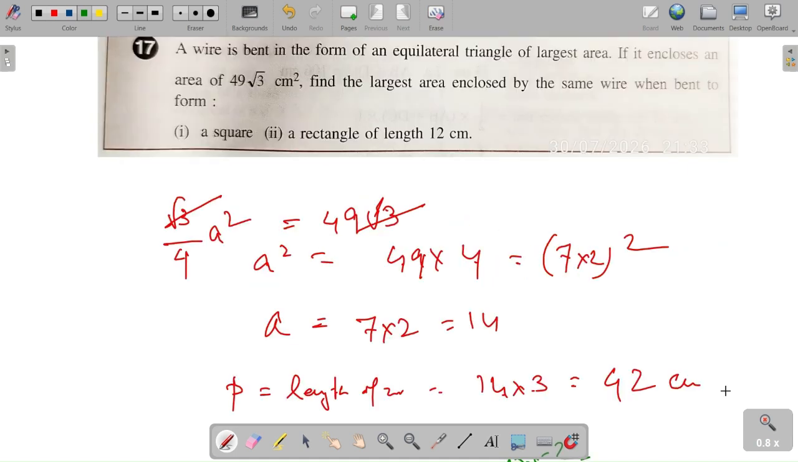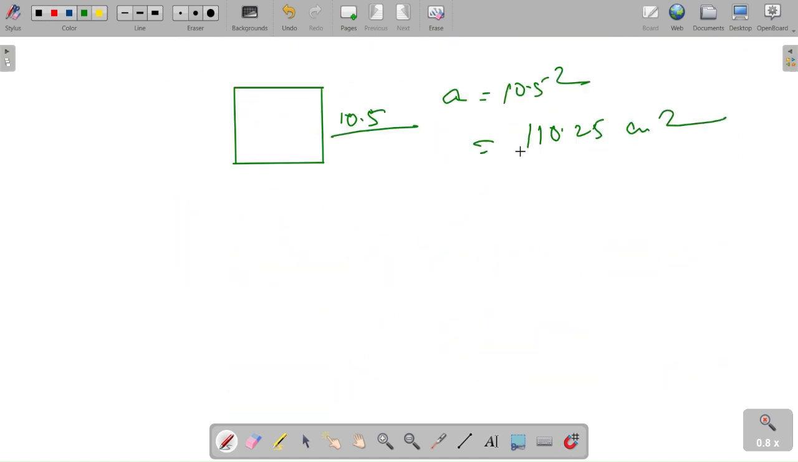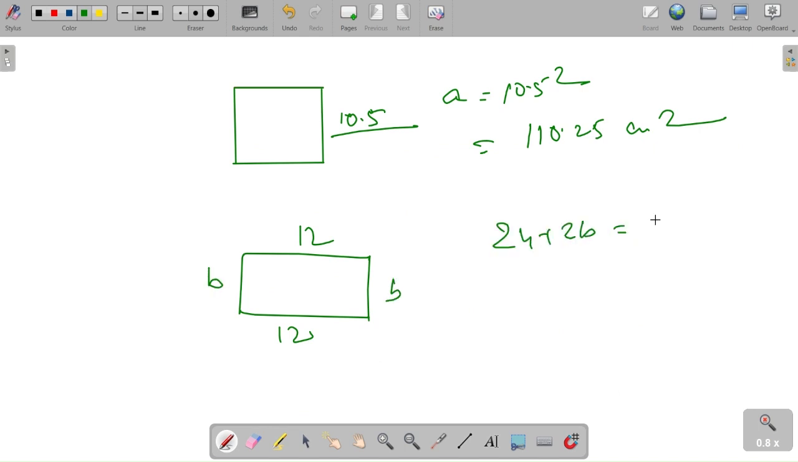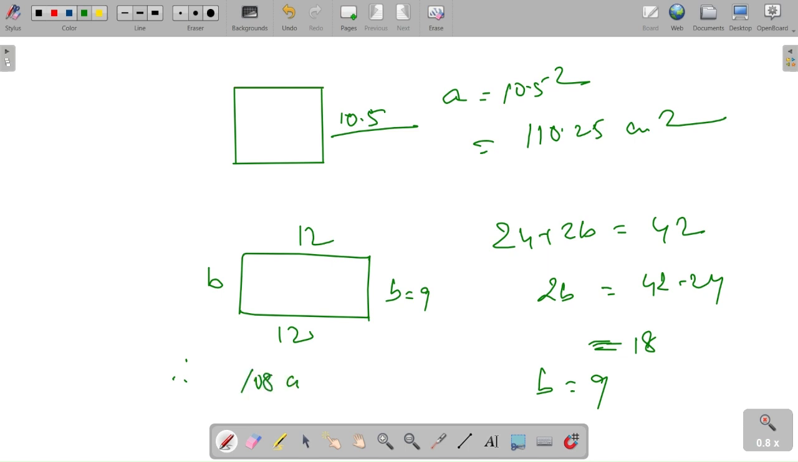Again, if it is a rectangle of length 12 centimeter, so you have this is 12, this is 12. Let this be B. So 24 plus 2B is equal to 42. So 2B is 42 minus 24, that is 18. So B is 9. Therefore area is 12 into 9, 108 centimeter square.